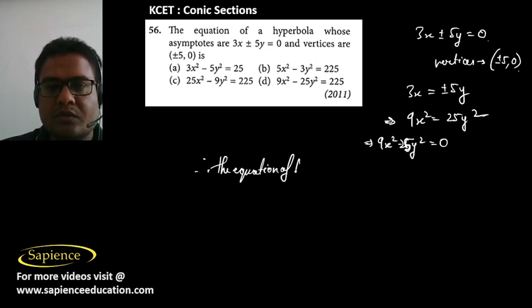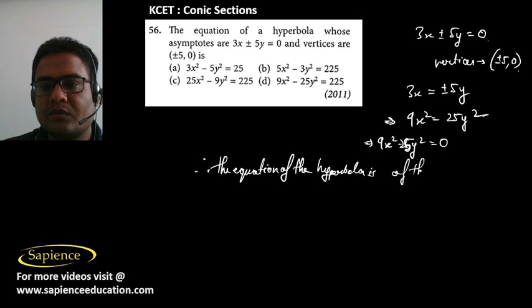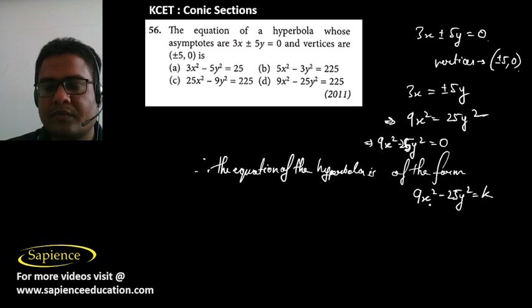the equation of the hyperbola is of the form 9x square minus 25y square equal to k, where the value of k can be obtained by using the coordinates of vertices.